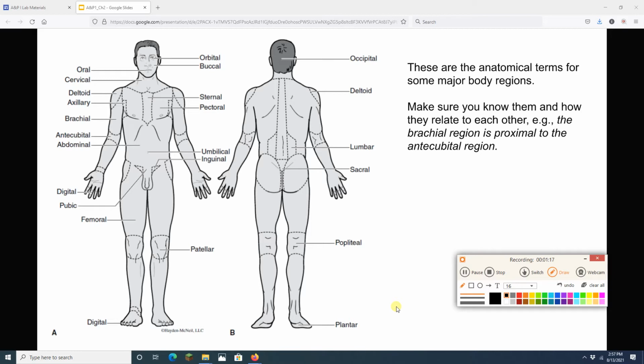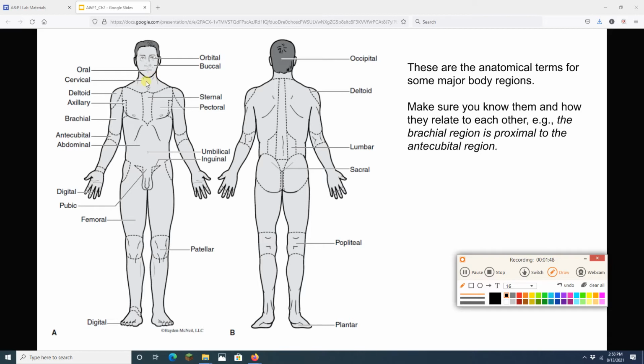The first one that we're going to do is the orbital region. So orbital region is, of course, around the eyeball. It's the eye and its immediate surroundings. Then nearby we've got the mouth, which is the oral region. We've got the cheek, which is the buccal region. Go down a little bit, we got the cervical region, which is the neck.